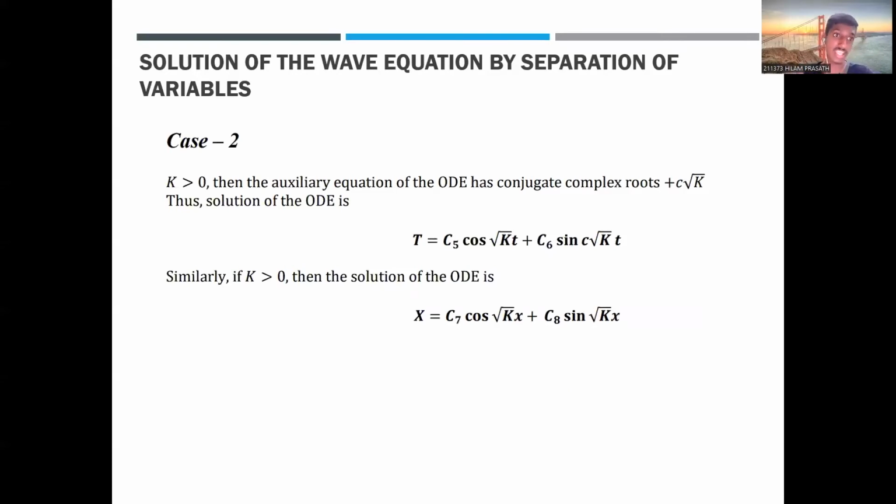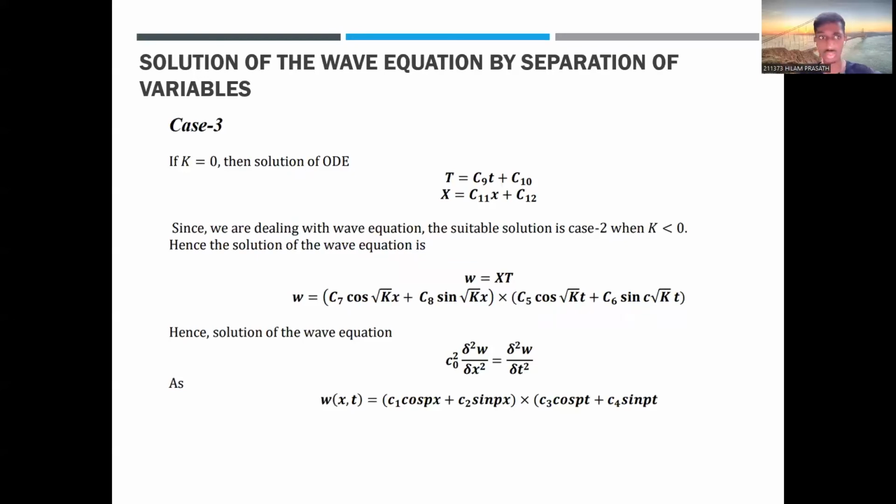And case 2 is when k is less than 0, the auxiliary equation of the ODE has conjugate complex roots, which are plus or minus i square root of k. Thus, the solution of the ODE is T equals c5 cos square root of kt plus c6 sine square root of kt. Similarly, if k is less than 0, then the solution of the ODE is X equals c7 cos square root of kx plus c8 sine square root of kx.